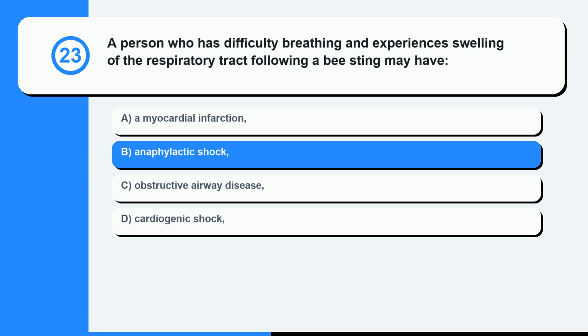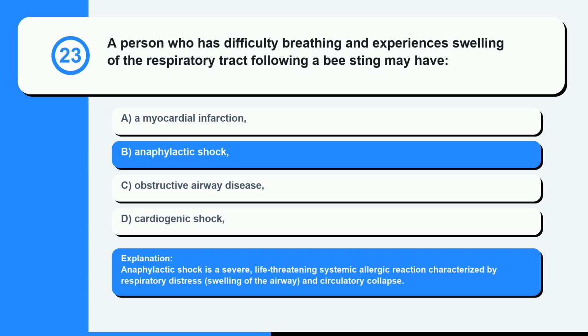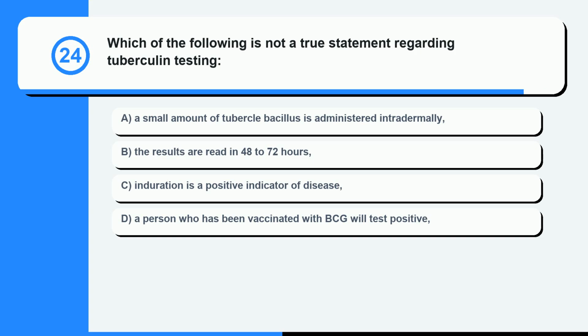The correct answer is B. Have the arm at or near the level of the heart. For an accurate blood pressure reading, the patient's arm must be positioned at heart level. If the arm is too low, the reading will be falsely high. If too high, the reading will be falsely low.